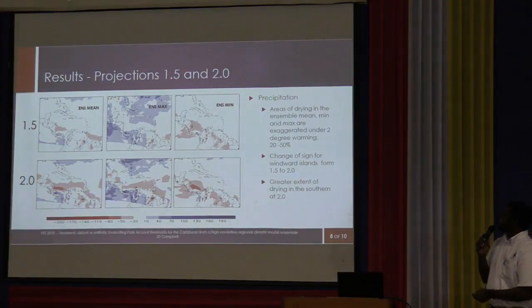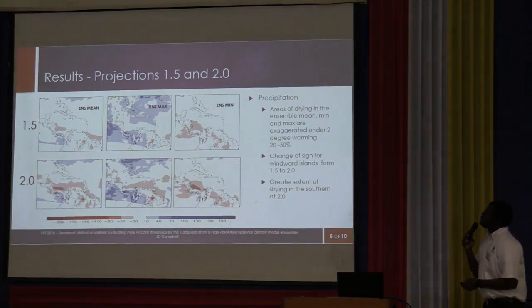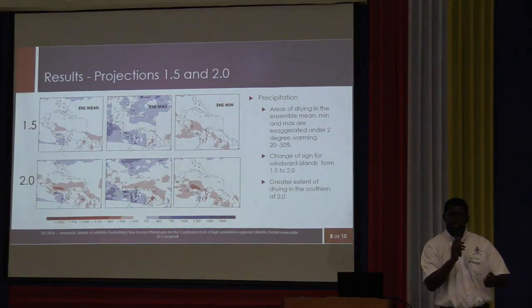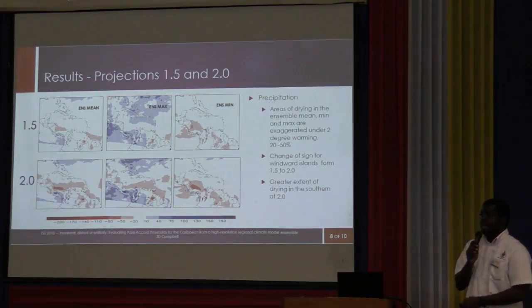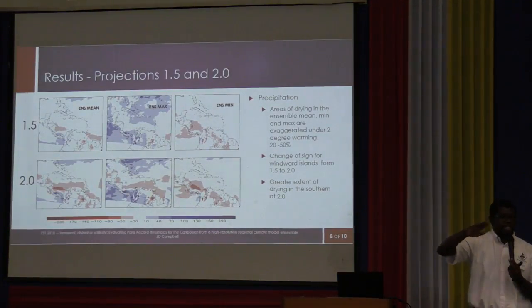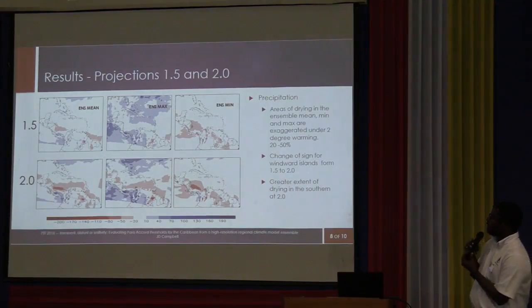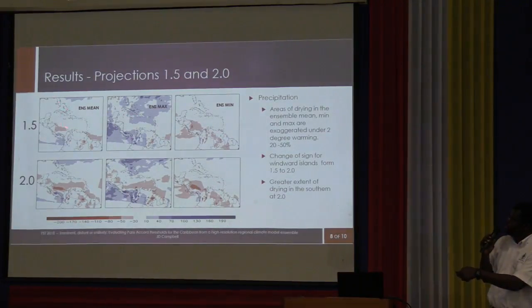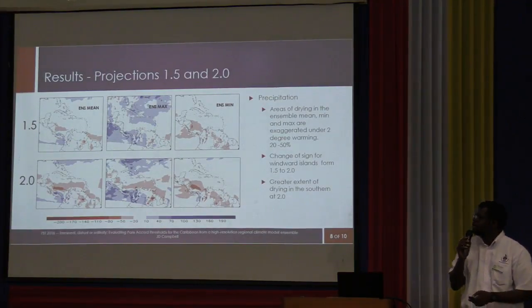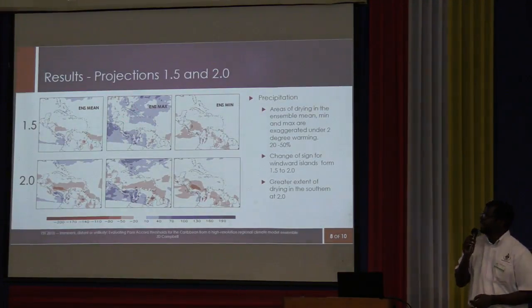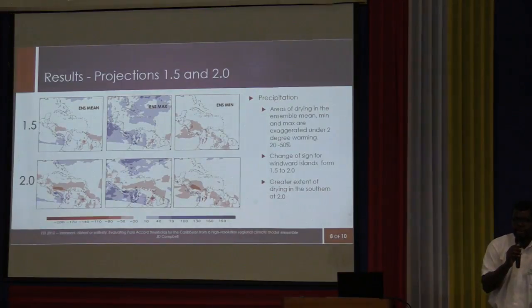So in precipitation, you can see areas of drying in the ensemble mean, so here we have an ensemble mean. This is taking all six of the ensemble members and actually averaging them. This is looking at the ensemble maximum, so any point where it was the maximum change across the ensemble, that's what you have right there. And then the ensemble minimum. Looking at the 1.5 years, you realize that anywhere in white suggests negligible change. So negligible change, even in the ensemble max at 1.5, is even suggesting that we could possibly get wetter, right?